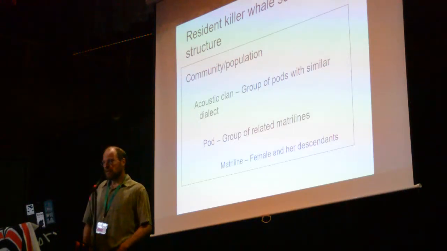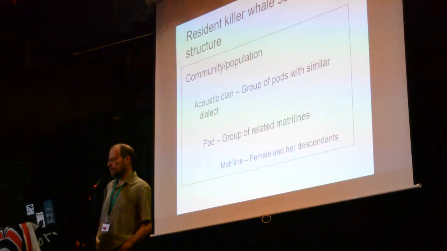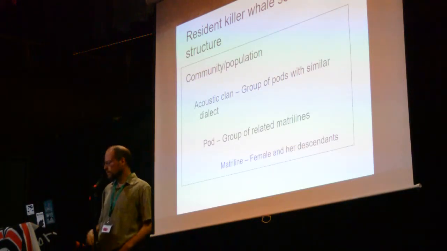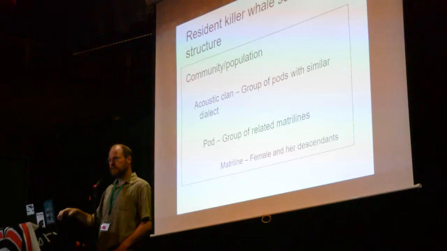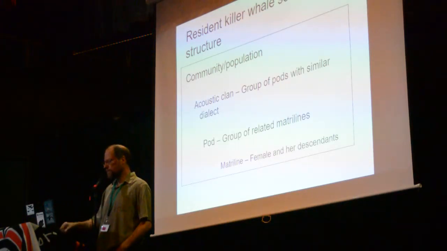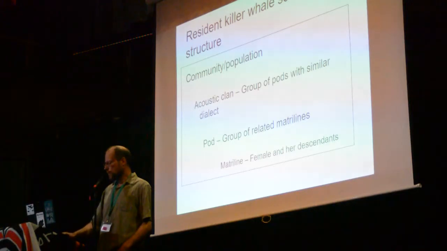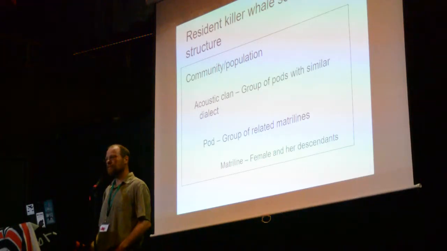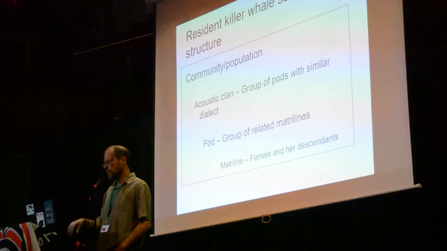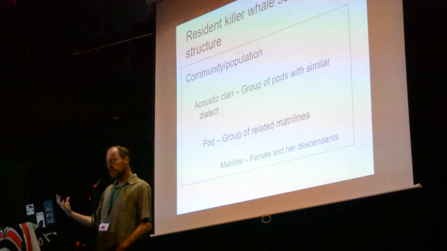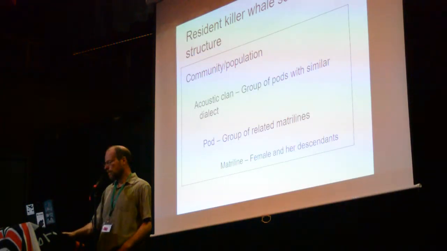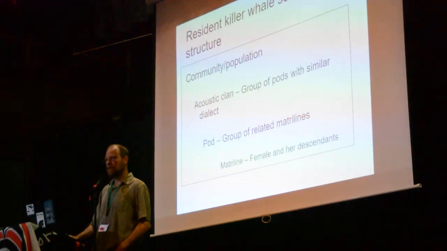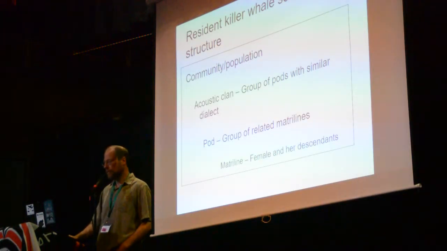So focusing in even further, we've gone from the tree of life and everything down to cetaceans, down to delphinids and killer whales and ecotypes and the resident ecotype. We can go even further and talk about acoustic clans. Those are within populations, and those are groups of killer whales that have the same dialect or the same sounds, and then pods, which are groups of related killer whales. So for the southern resident population, we have J, K and L pod, and then matrilines, which I'll be focusing on for the rest of the talk, which are a female and her immediate descendants.